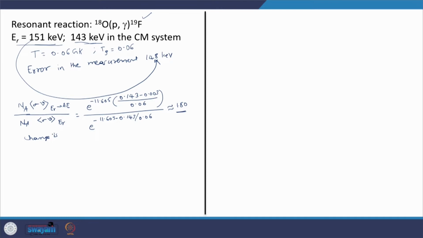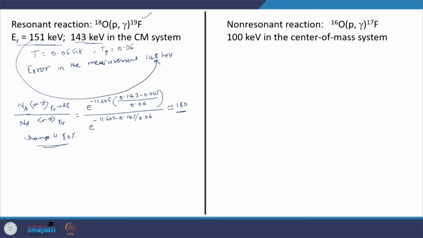So, this is about a resonance reaction. This is about resonant reaction in the proton on oxygen 18. Now, let us see the non-resonant reaction. By now, it must be clear to you what is the difference between resonant and non-resonant reaction.